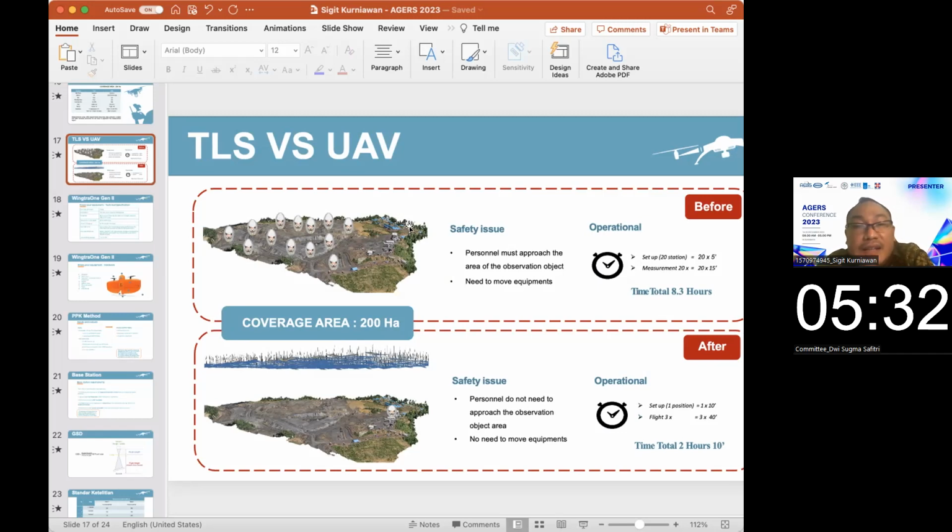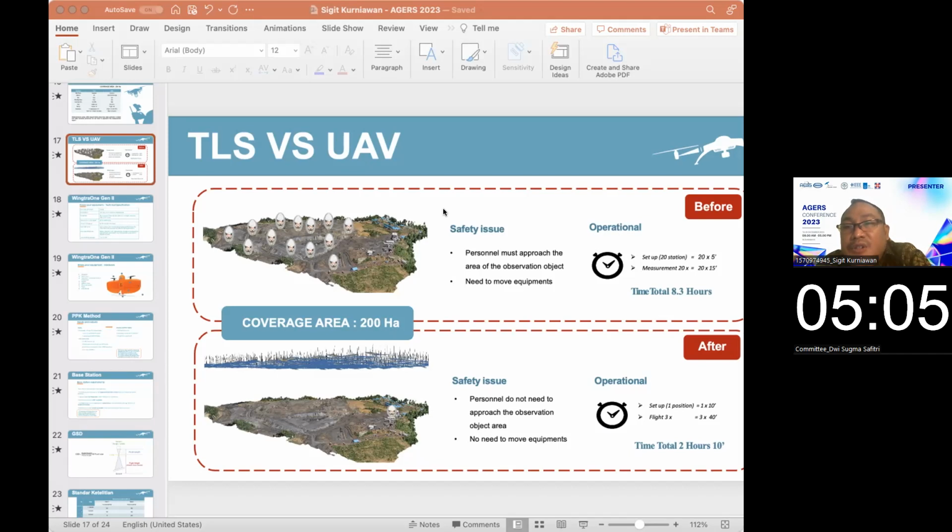Okay. And the second question, Mbak, lupa. Mbak Oh, Sasvina. The second question is, why using GCP can improve the accuracy? Okay, thank you.